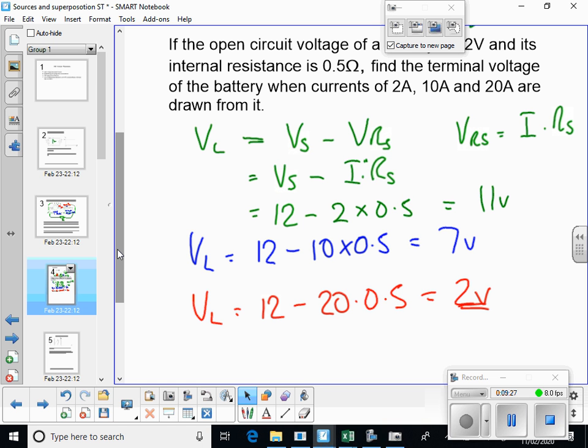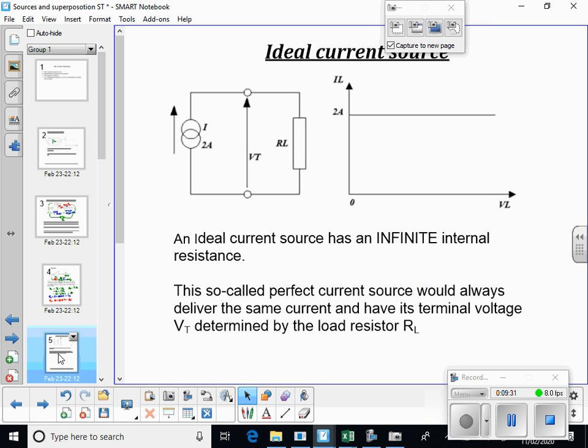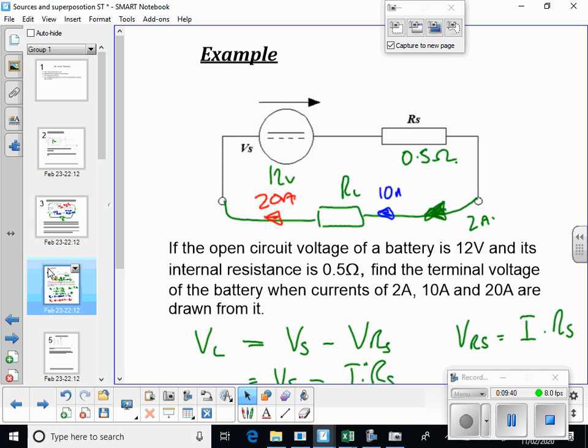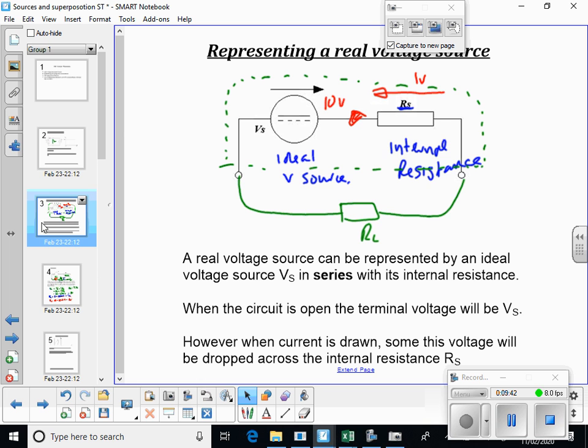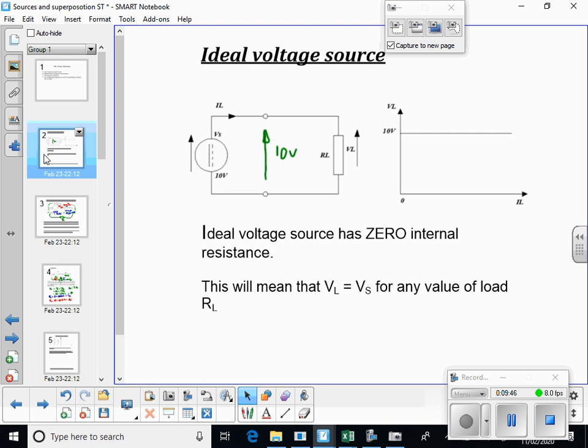Okay, so are you all okay with that? Right, ideal current. The most important thing to remember about the ideal voltage source is that its internal resistance is 0. Yep, must remember that.